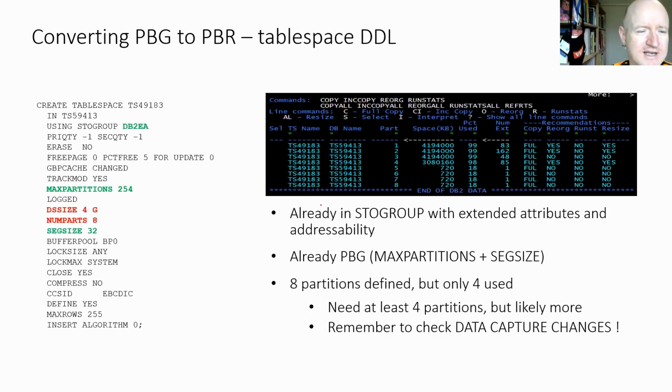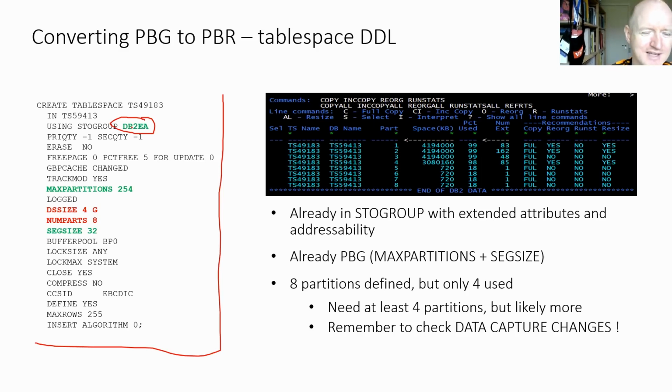Okay, so I'll go through a concrete example. On the left-hand side, I have a DDL for a PPG. A couple of things to note: the storage group here was DB2EA. If you remember from my earlier slides, that is my storage group with the extended attribute. So I'm good to go from that point of view.